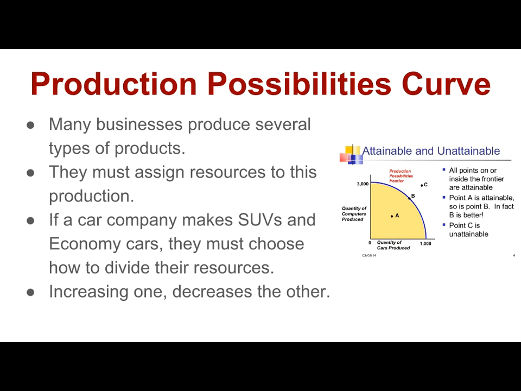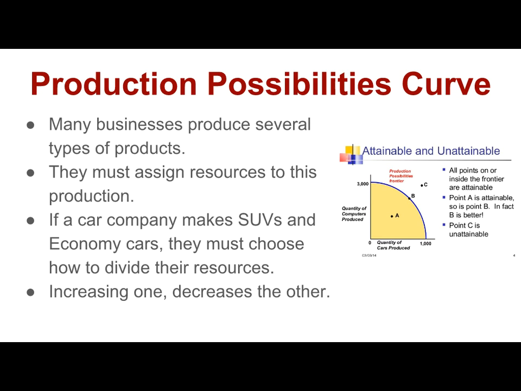So this is how economists measure how well we're doing and what we're doing with our money. Many businesses, we're going to use a business here to look at the example, produce several types of product, and they have to assign resources to that production. They have to decide how many of their resources are going to go toward one sort of product instead of another.